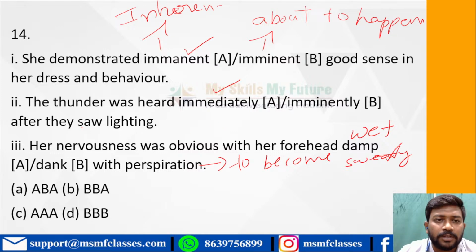So that is what happens when she felt nervousness. Automatically her forehead damp. That means her forehead became wet with perspiration. That is what the sentence means. So you can go with option A here. So all the three A's, it is in option C. Hope you have got the answer. And Renuka has told that is option C for 14. Good. That is the correct answer actually.